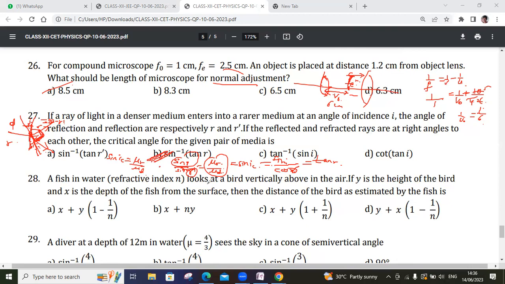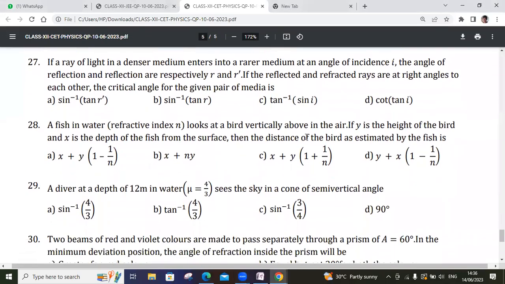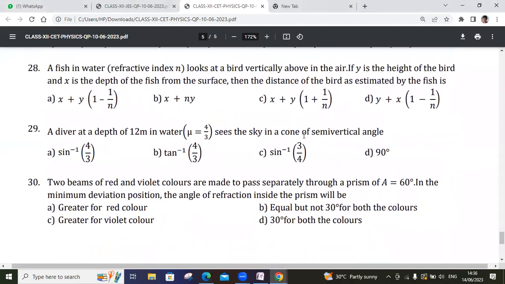Now, a fish in water, refractive index n, looks at a bird vertically above in the air. This also we have done in class, just take it once again. If y is the height of the bird and x is the depth of the fish. So this is the fish in water, suppose. This depth from the surface is x, and the bird's height from the surface is y. So this is the bird.